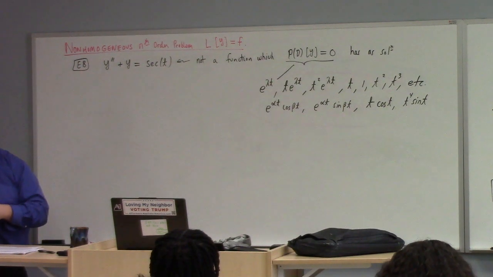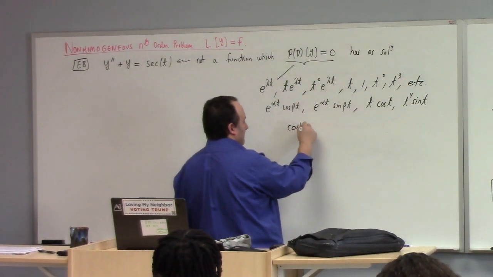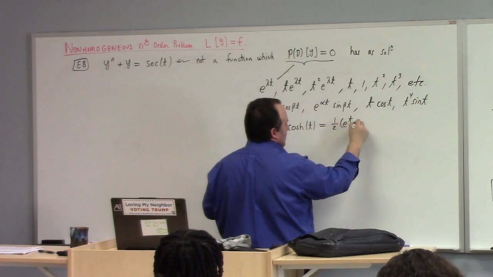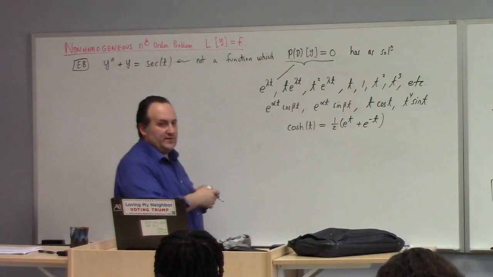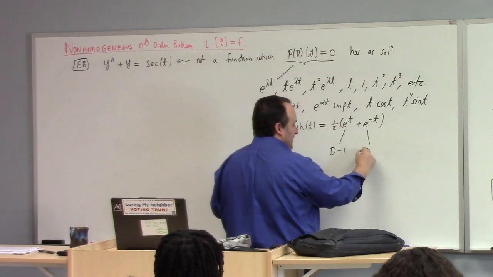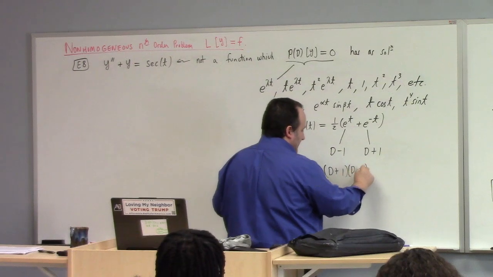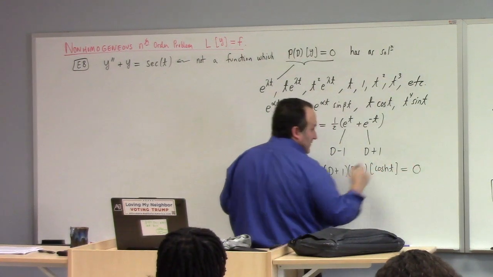What about cosh and sinh? Can we do cosh? What's cosh? That's one half of e to the t plus e to the minus t. Is this the solution to a differential equation? It sure is. To annihilate this, D minus 1. To annihilate that, D plus 1. So D plus 1 times D minus 1, acting on cosh, we get a big fat 0.